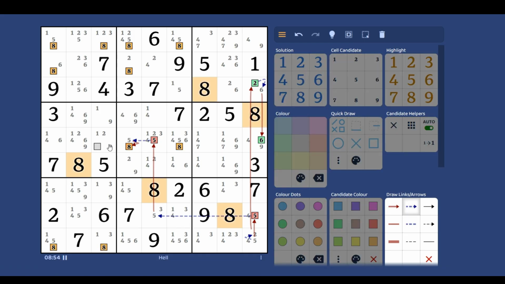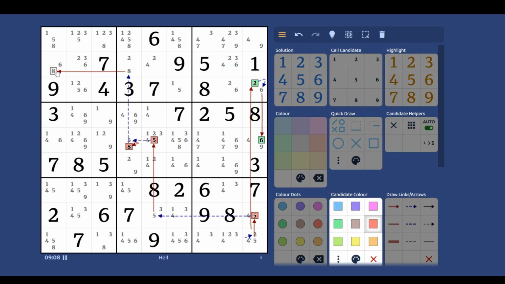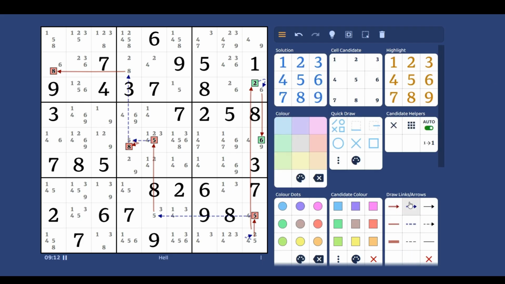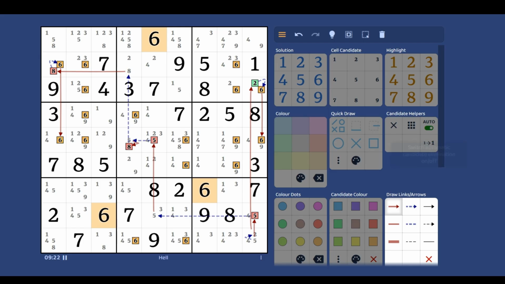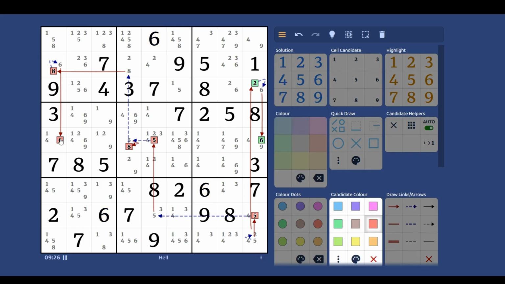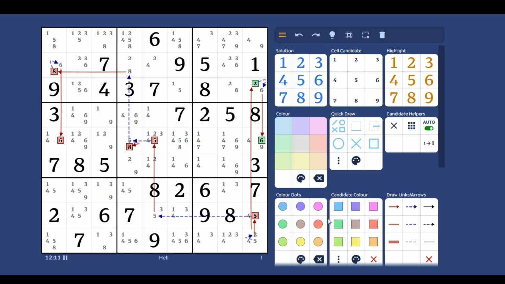And then this 8 is weakly linked to this 8, which is then strongly linked to this pair of 8s, which is bilocal in the row. So this 8 must also be true. Then we could say it is weakly linked to this 6. And then finally, we could say this 6 is strongly linked to this 6, which is bilocal in its column. So from all that, we can conclude that if our initial 5 is true, this 6 is going to be true. And if our initial 5 is false, this 6 is going to be true. Either way, these 3 6s are going to be false.